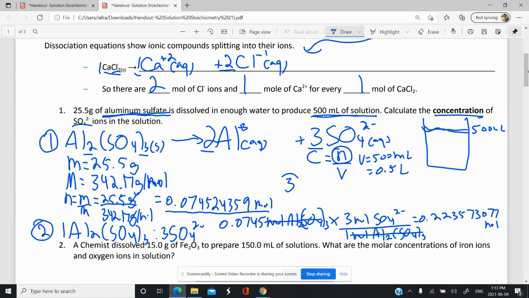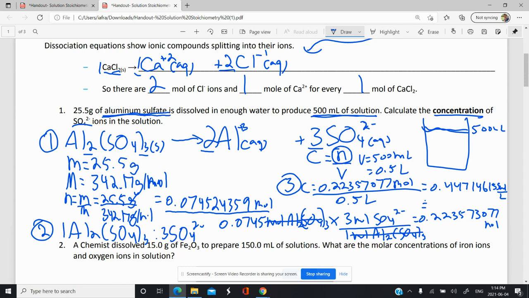Yeah. So now we have our moles. So we can do our last step here, which is basically just taking our formula C is equal to n over V and just doing it. So let's go ahead and do that. So 0.2235777 moles over 0.5 liters. I get 0.447146155 moles per liter. But I'm not really done yet.